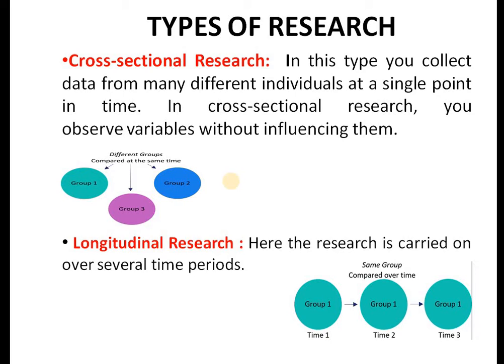The next is cross-sectional research. In this type, you collect the data from many different individuals at a single point in time. In cross-sectional research, you observe the variables without influencing them. Different group information is compared at the same time. That's cross-sectional research. Longitudinal research: here the research is carried on over several time periods with the same group and compared over time. This is longitudinal research.